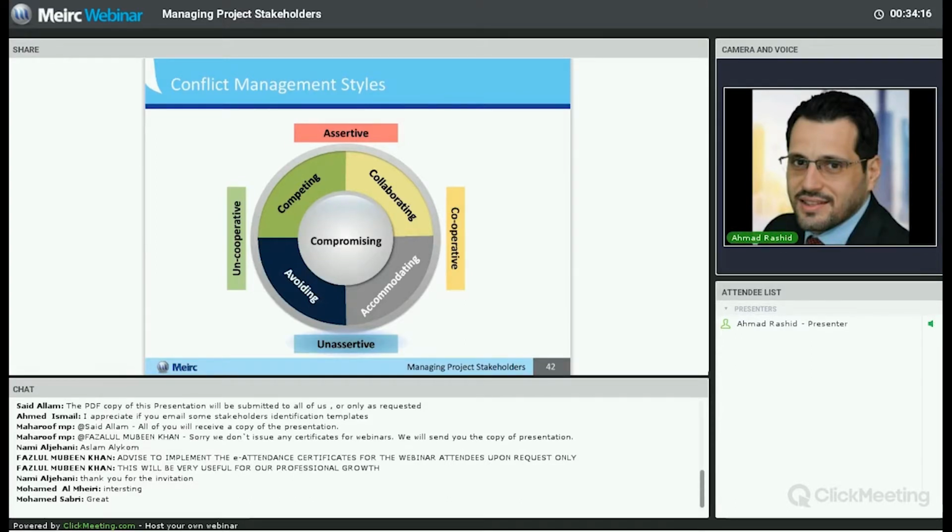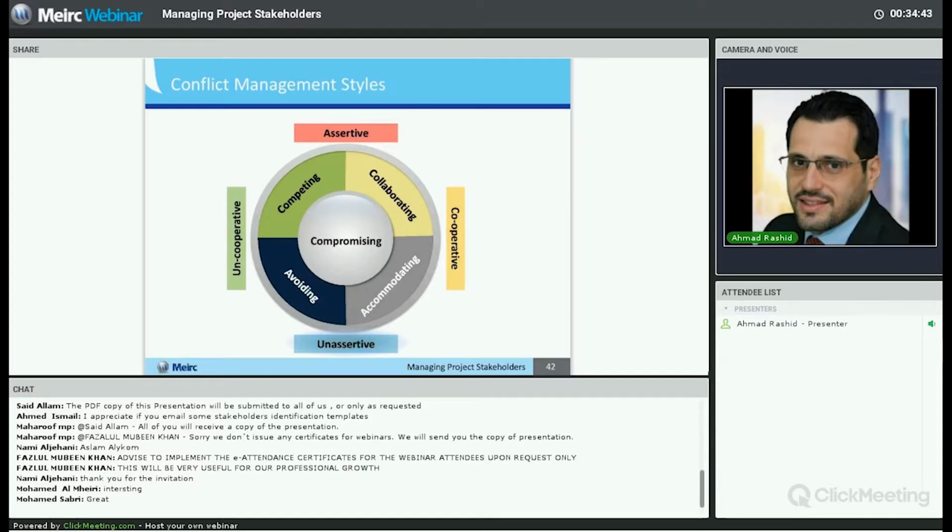I listed the 5 conflict resolution or management styles, and you can see that avoiding and accommodating are unassertive styles, because you are giving in for the other party, but you have a high level of cooperation when you are using accommodating and collaborating. On the other hand, competing and collaborating are very assertive styles because you are fighting for your rights.